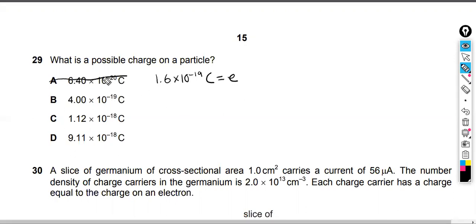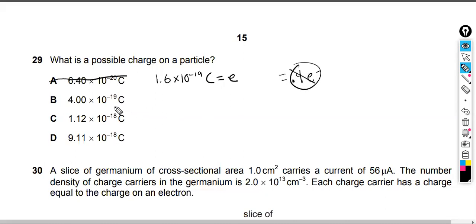If you were to even consider the first example there, 6.4 by 10 to the negative 20th, and divide by 1.6 by 10 to the negative 19, your calculator will show you that you've got 0.4 electrons. And the 0.4 electrons is not possible.